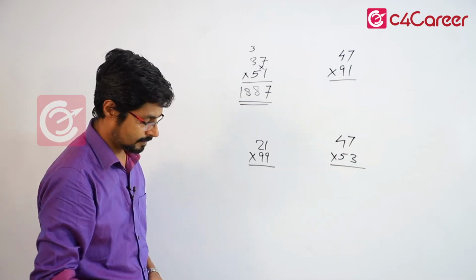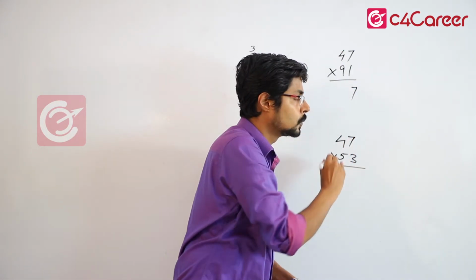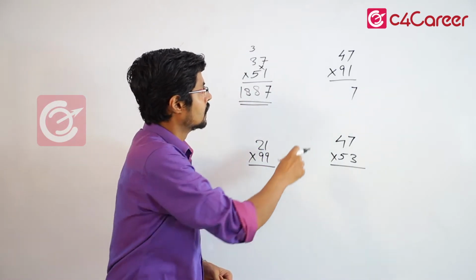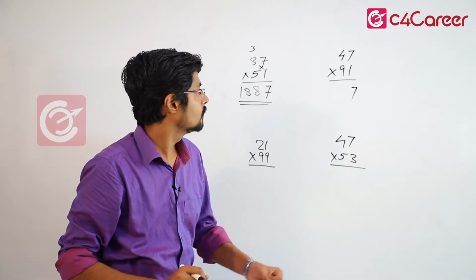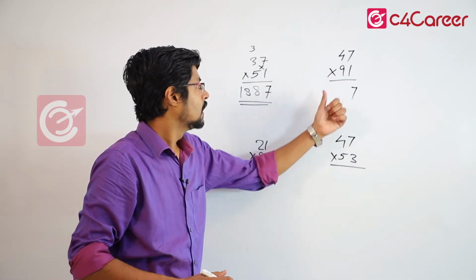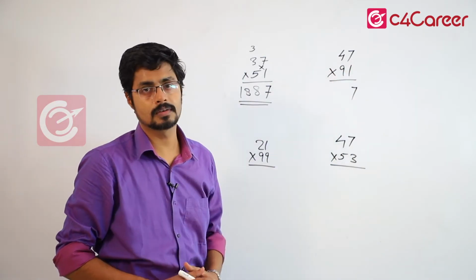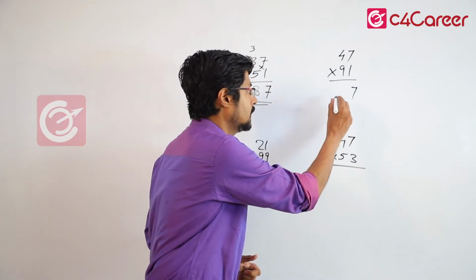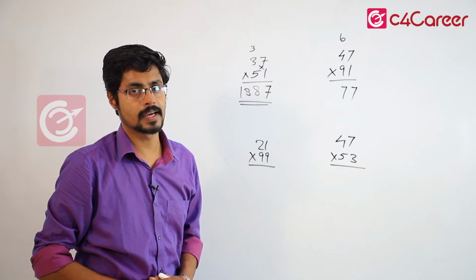Let's look at the next one. So what will we get here? 7 into 1 is equal to 7. Which one will we pick first? We'll go for 9 into 7 because those numbers are the bigger ones. 9 into 7 is equal to 63 plus 4 into 1. 63 plus 4 is equal to 67. So we have a carry of 6.